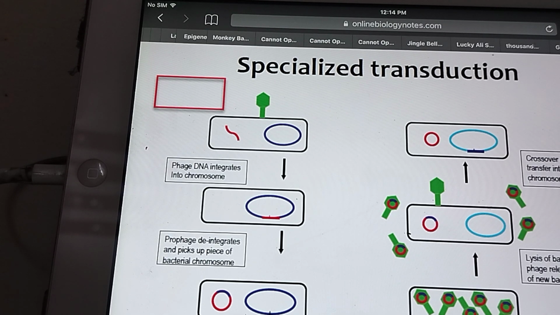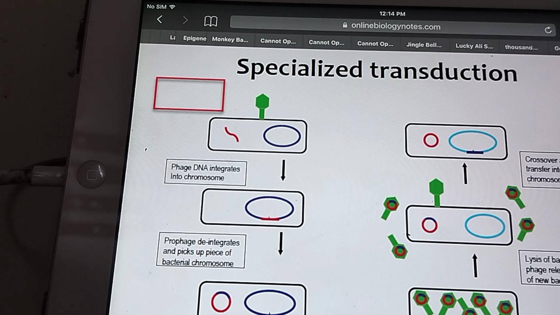Now we are going to study specialized or restricted transduction and how it is different from generalized transduction. There are certain temperate phages that transfer only a few restricted genes of the bacterial chromosome to the recipient bacterial cell. The transfer of bacterial genes adjacent to the prophage only to the recipient chromosome is called restricted or specialized transduction. This was discovered by Morse in 1956.